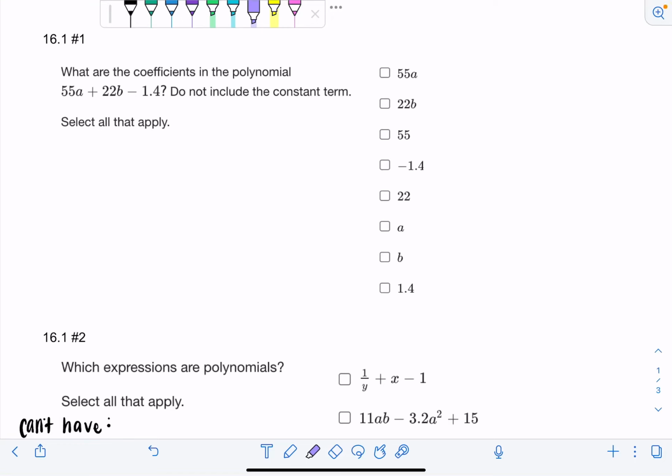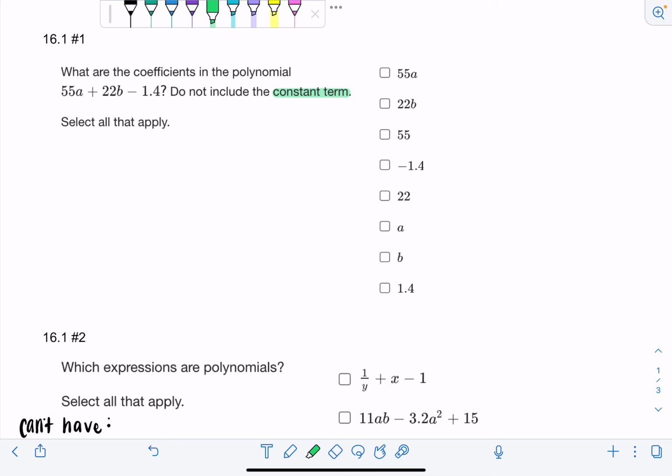This is the lesson 16 workbook. So starting with 16.1, number 1, what are the coefficients in the polynomial 55a plus 22b minus 1.4? And then it says do not include the constant term, so it's important to know what the constant term is.